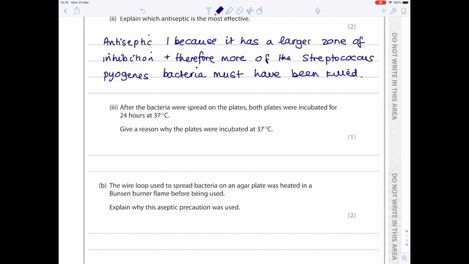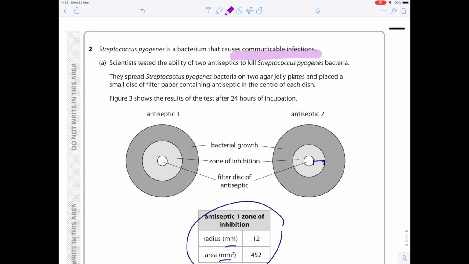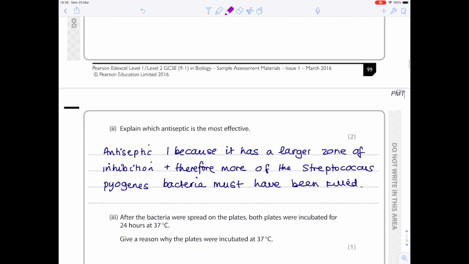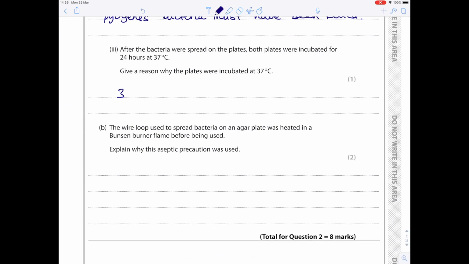Three, after the bacteria was spread on the plates, both plates were incubated for 24 hours at 37 degrees Celsius. Give a reason why the plates were incubated at 37 degrees Celsius. Hopefully you recognise this as being body temperature. We know that this is a communicable infection, which means it grows within our bodies. Our body temperature is 37 degrees, which must therefore be a pretty optimum temperature for this bacterium. And effectively we want to encourage the growth of the bacterium, so we can see which antiseptic is better. I've kind of waffled on a lot there. You can just write here: 37 degrees provides the optimum temperature for the bacteria to grow.